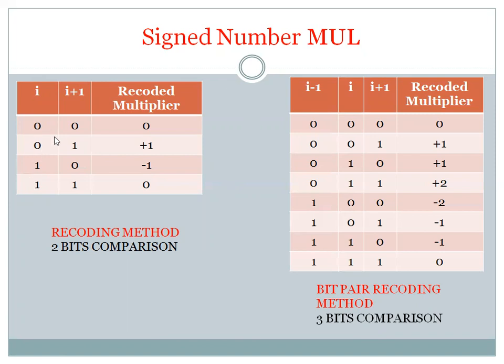If both bits are the same, it will generate 0 in the recoded multiplier, like an XOR table. So take the first and last row. In the first row, we have 0 in both operands, so it will generate 0 in the recoded multiplier. In the last case, both values are 1, so again it will generate 0 in the recoded multiplier.